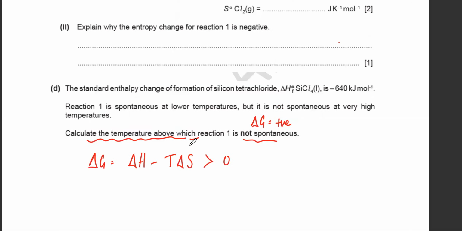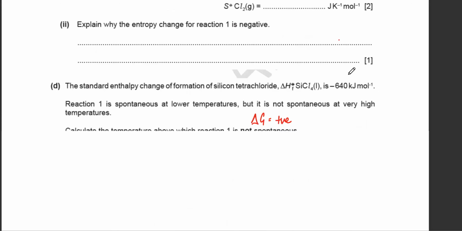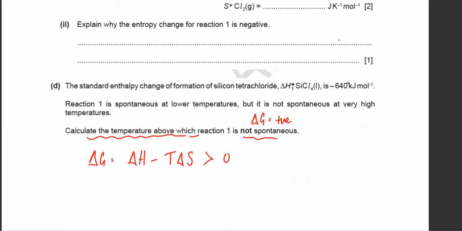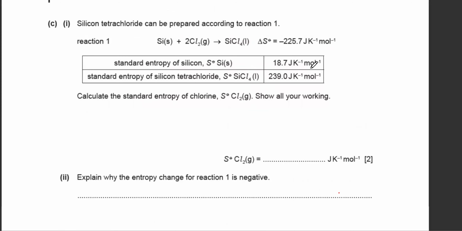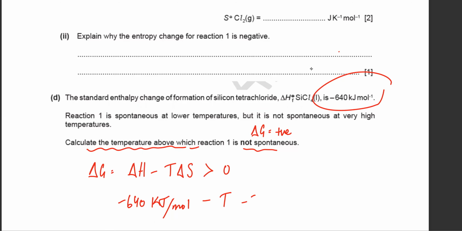The delta H value is given over here. It's minus 640 kilojoules per mole. That's provided. Minus temperature, I don't know. The delta S value is also provided over here. It's minus 225.7 joules per Kelvin per mole. And this value must be greater than 0. So I've just plugged in the values.